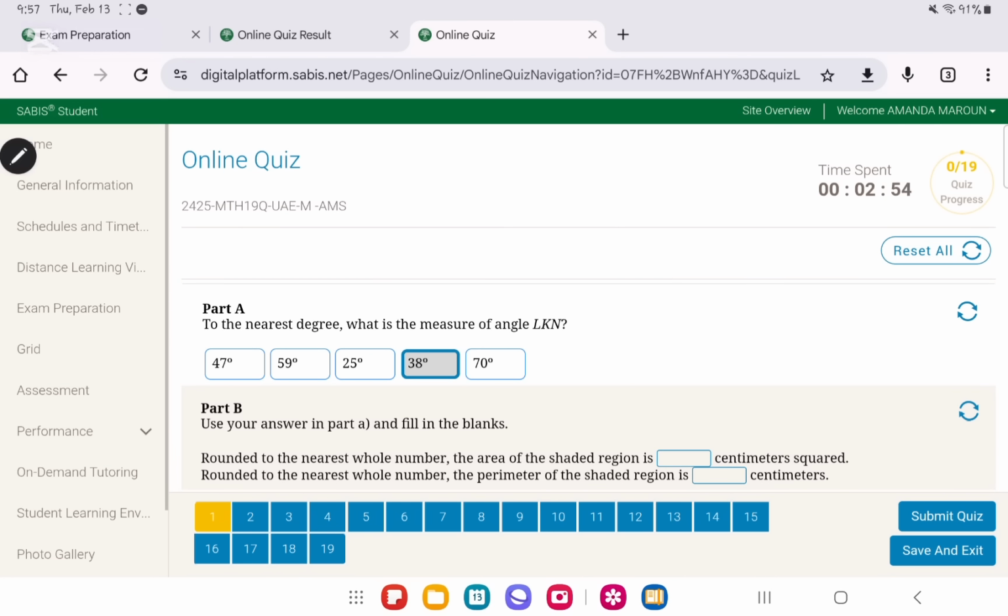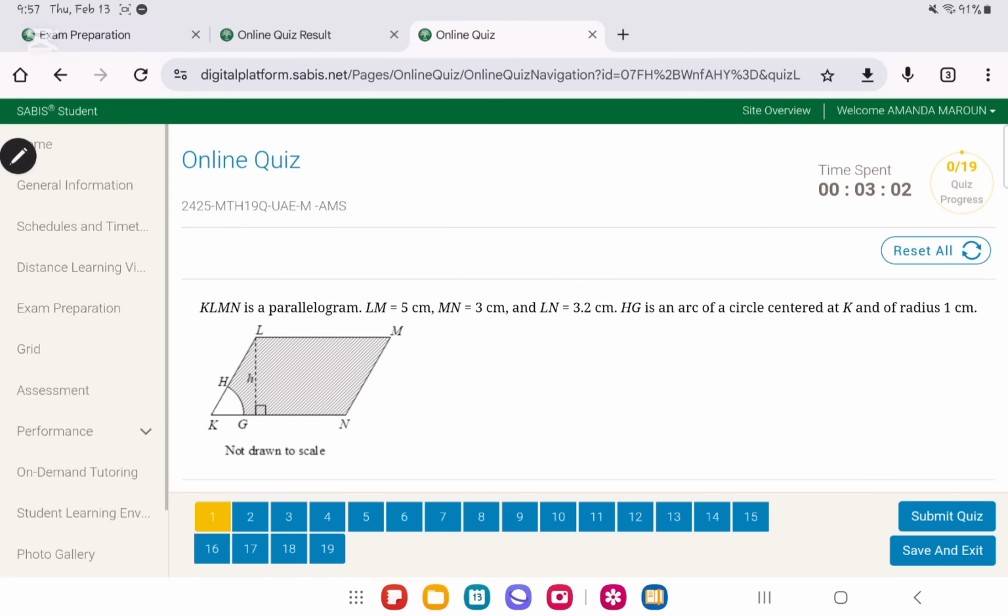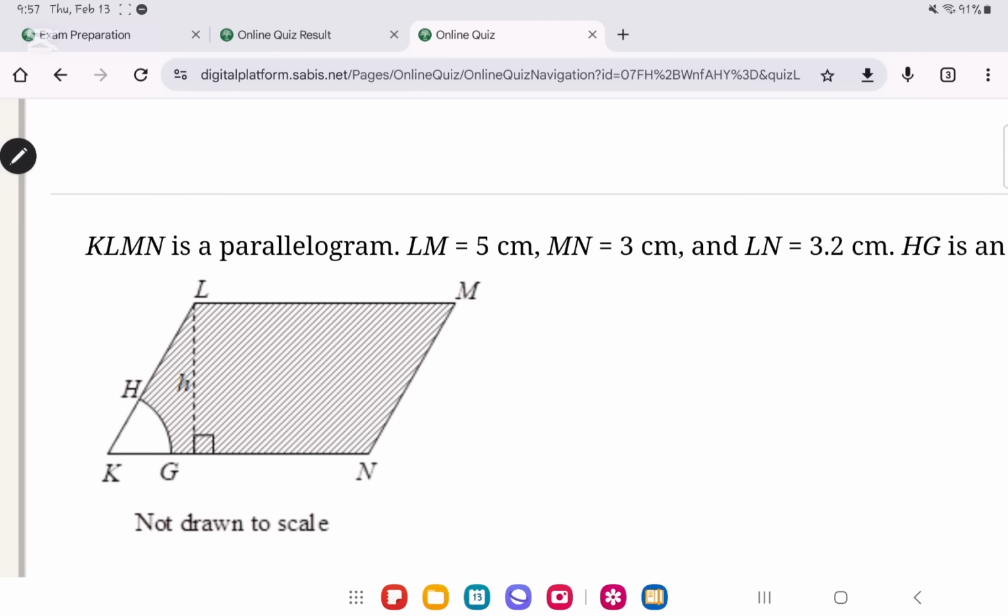In part B, they are telling us to use our answer in part A and fill in the blanks. Rounded to the nearest whole number, they need the area of the shaded region. How can we find the area of the shaded region? Very simply, we could find the area of the parallelogram, which is the full thing, and then subtract the area of this sector over here. So we need to find the area of the parallelogram, and then subtract from it the area of the sector. The area of the parallelogram can be found in 2 ways.